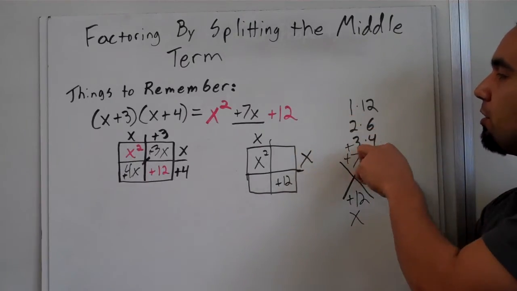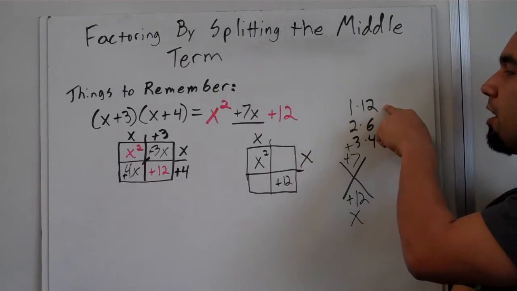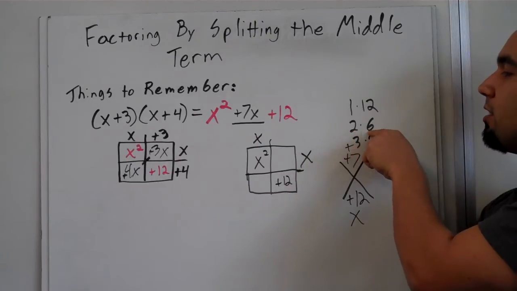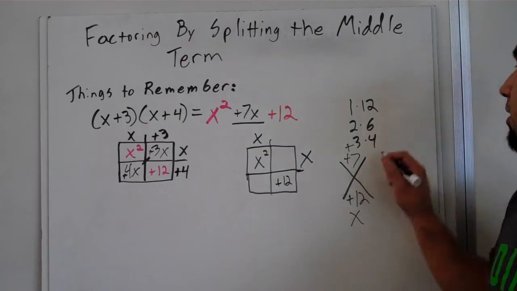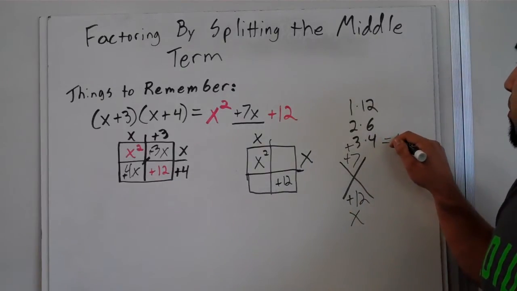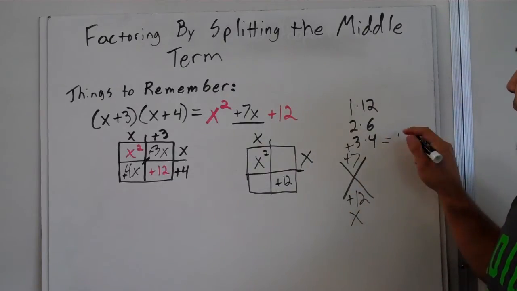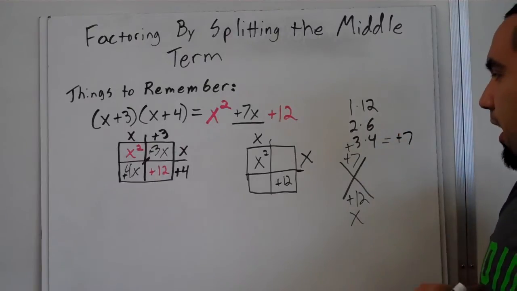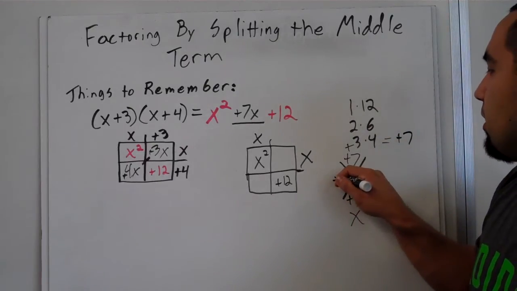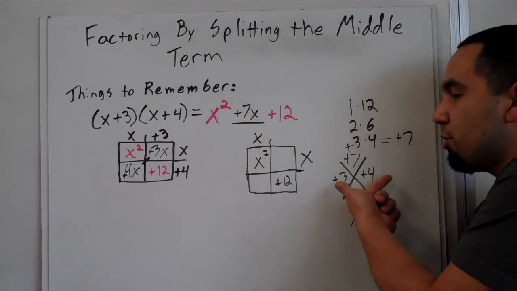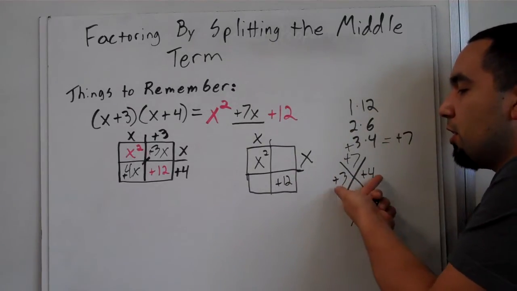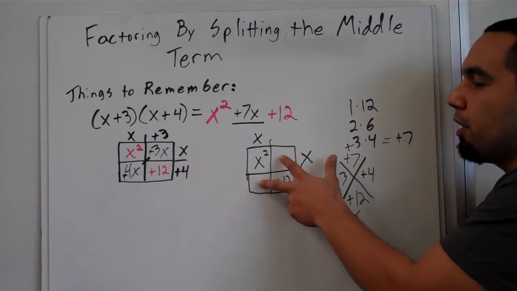Well, if I look at my factors of 12, I'm never going to get to 7 here. And I can't get to 7 here, because this is 8. But if I add 3 and 4 together, and if I multiply them together, I get 12. If I add them together, I get 7. So I know that this number must be 3 and this number must be 4. And again, it doesn't matter which side you write these on. This is just a form so that we know what to put here.